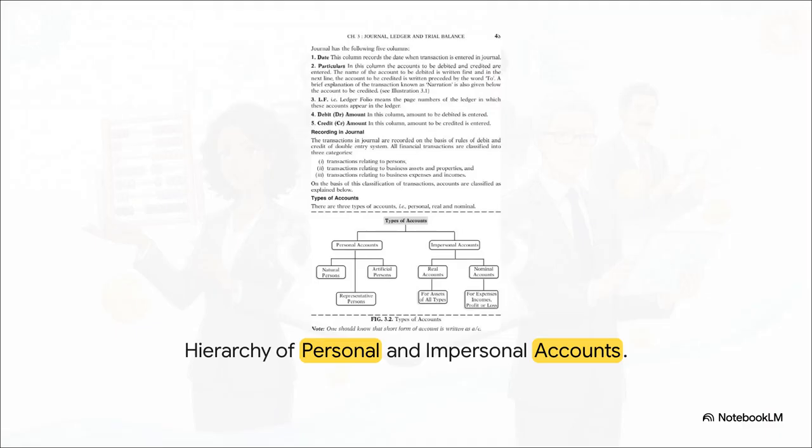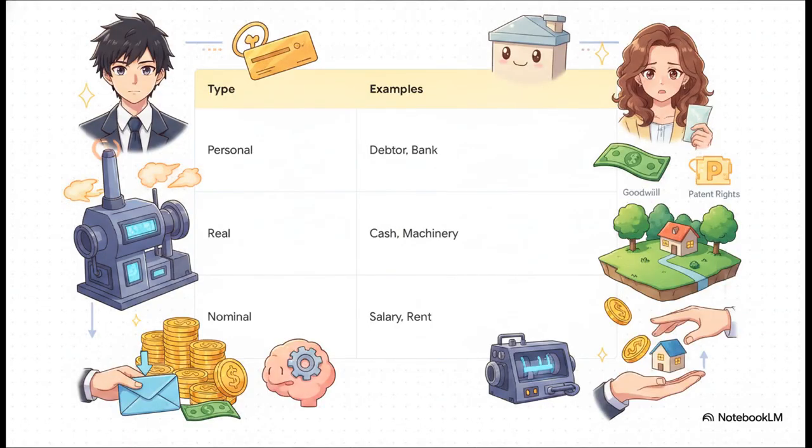Okay, so at the absolute highest level, the accounting universe splits everything into 2 main buckets: personal and impersonal accounts. Personal accounts, as you'd guess, relate to people or entities. The impersonal ones, they break down further into 2 really important categories: real accounts and nominal accounts. Honestly, if you can master this specific hierarchy, you can process literally any transaction that gets thrown at you. Let's put some meat on those bones with a few concrete examples so it doesn't just sound like abstract jargon.